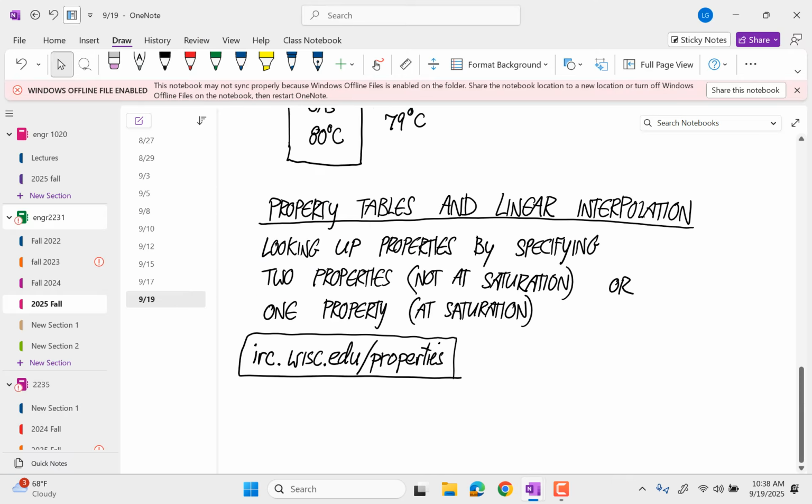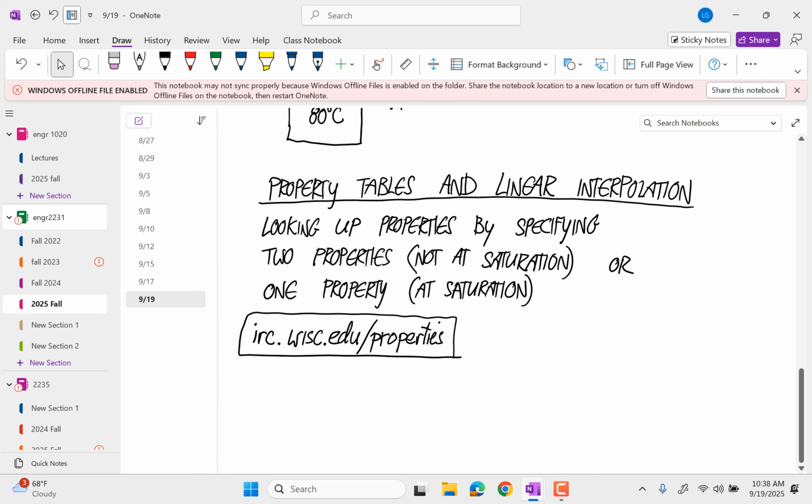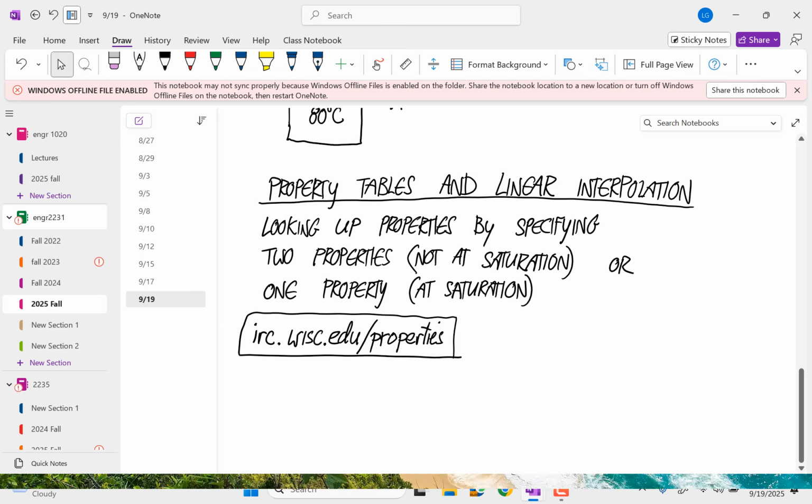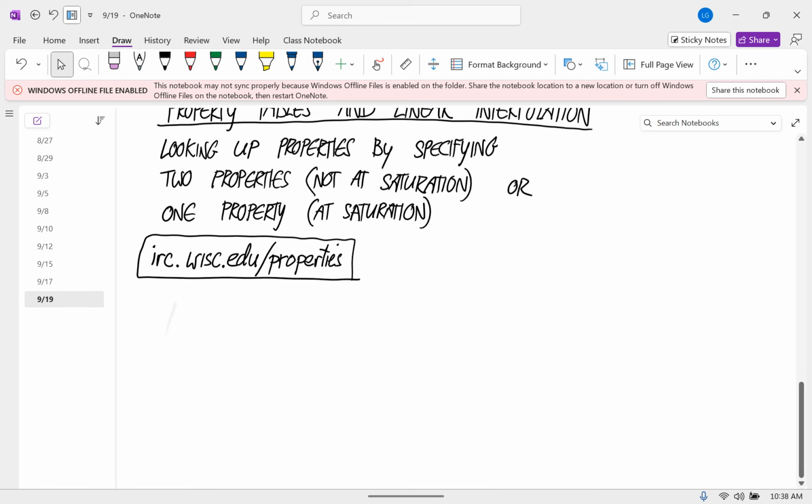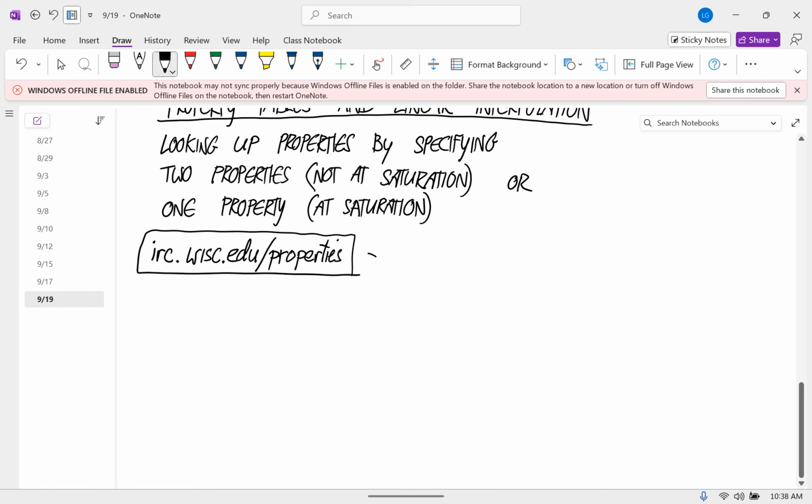Any other questions? Okay, so this replaces tables. Now that you know that tables are useless, let's talk about them.